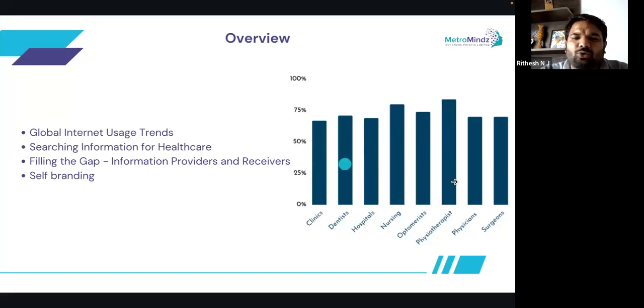So these are the searches which are basically happening in the medical or healthcare sector. There are so many people, more than 60%, who are searching for clinics, dentists, hospitals, nursing, and everything. And you can see everything is above 50%. Okay.